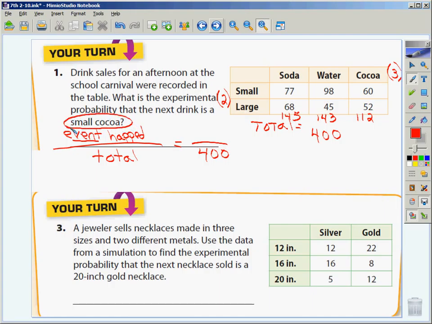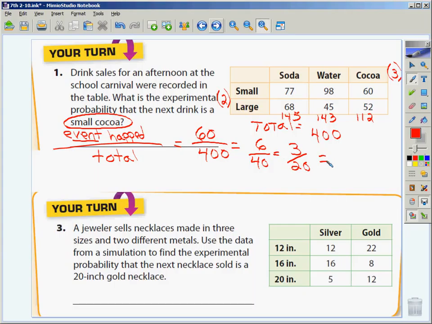What is the experimental probability that the next drink would be a small cocoa? Well, how many times did small cocoa appear in the table? 60. So the experimental probability of getting the next one being a small cocoa would be 60 over 400. And I should simplify that. It's easy to drop the zeros. 6 over 40. Still divisible by 2. 3 over 20.